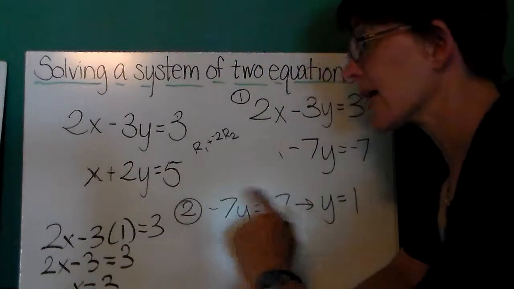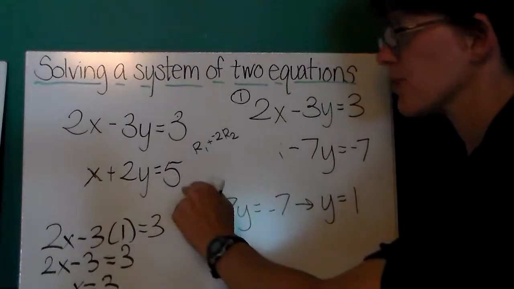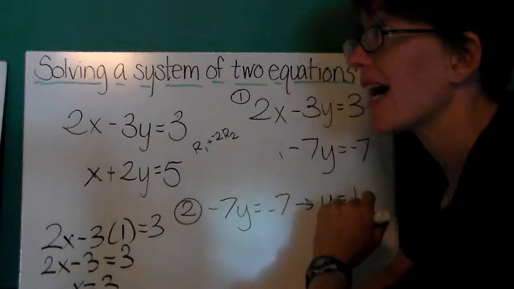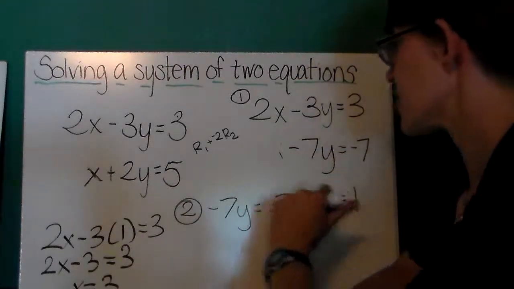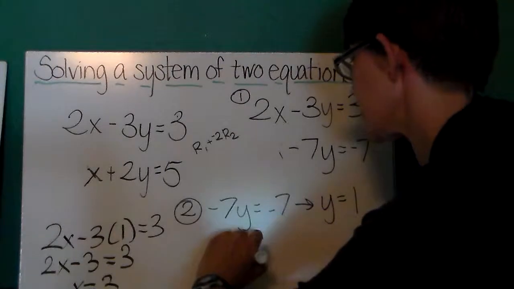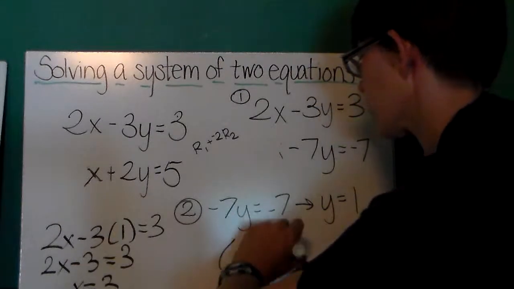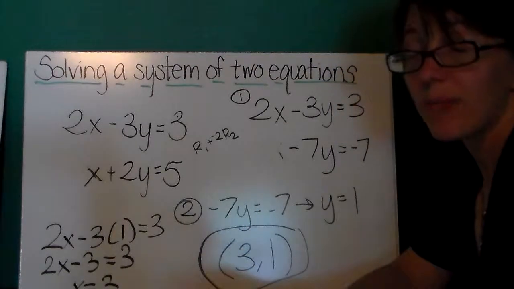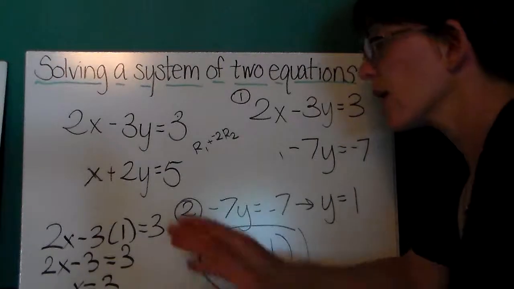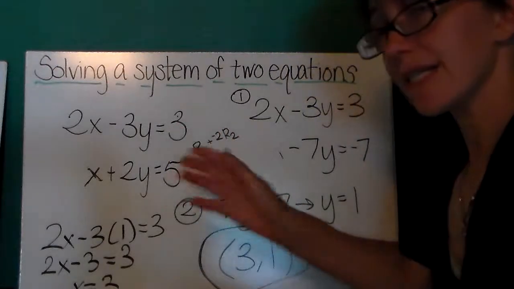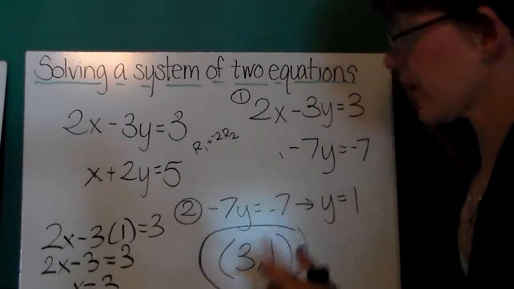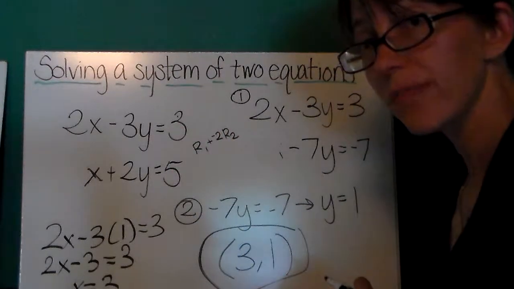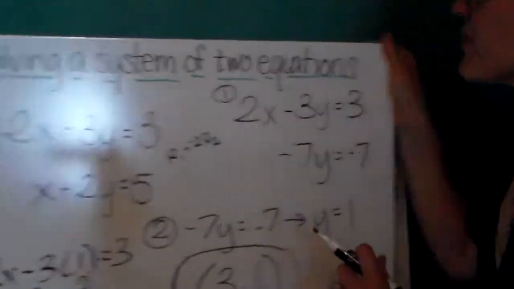And now I can check: 3 plus 2 times 1 is indeed equal to 5. So this is a solution of the system. My solution point is (3, 1). Again, this represents, just as we talked about before, the point where these two lines intersect on the coordinate plane. They intersect at the coordinate point (3, 1).